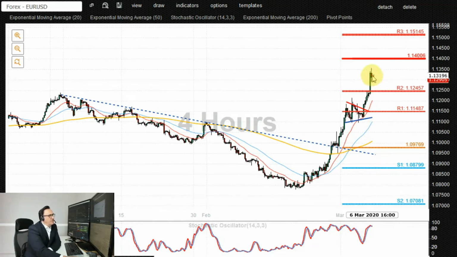Alternatively, if we see a corrective pullback and the loss, the end of day close below the 111 area, and a retest of that level from underneath as newly found resistance, that would negate the current bullish outlook, potentially opening the way for a deeper corrective move towards 110.50, possibly 110, 109.80.